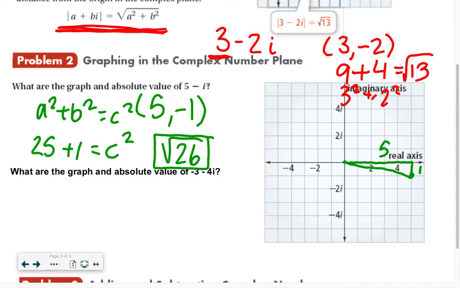What we did here is exactly what that says. Take your real part squared, add it to your imaginary part squared. Okay. Questions there?